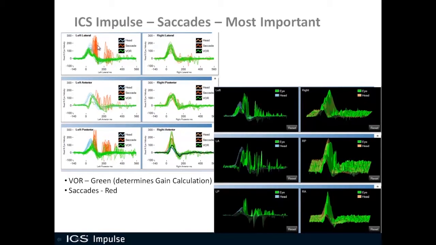So first thing is presence or absence of saccades. We can see that there's saccades in all three canals on the left side and not on the right side. In the 3D view here, you can see again the eye is always green, the head is either blue or orangish color for left and right, and you can see here in the 3D view that you have catch-up saccades for the left side and not for the right side. So the catch-up saccades can be viewed in 2D or 3D view.